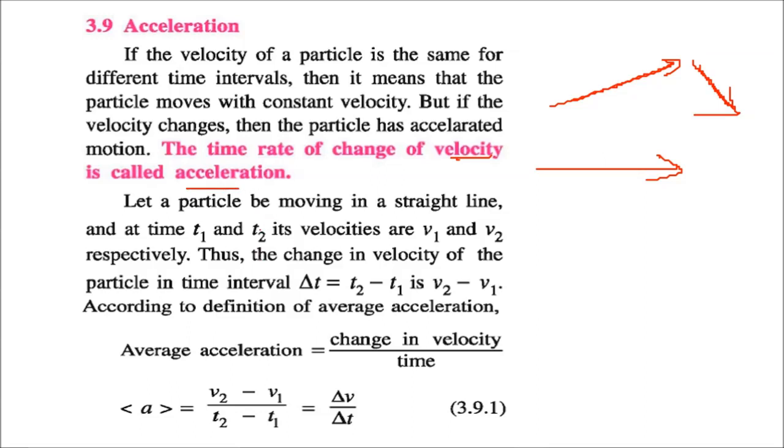How to know about this? At t1 the velocity is v1, at t2 the velocity is v2 in a straight line. So the change in velocity is v2 minus v1, and the change in time is t2 minus t1. The average acceleration is given by change in velocity by change in time. This is v2 minus v1 by t2 minus t1, which gives you delta v by delta t.